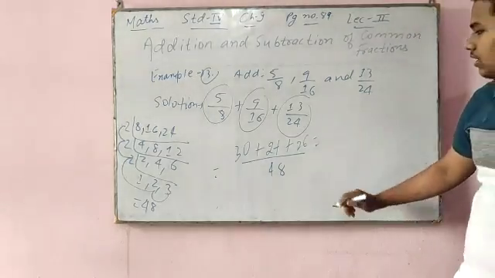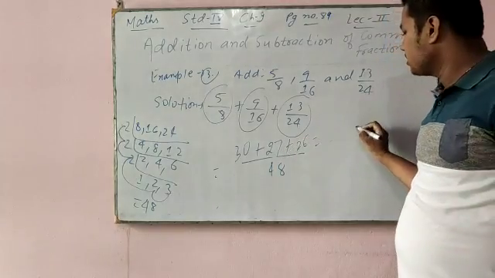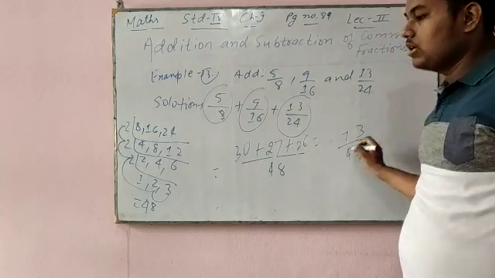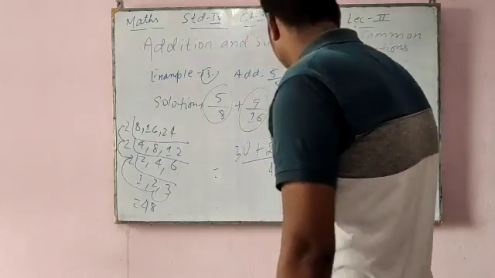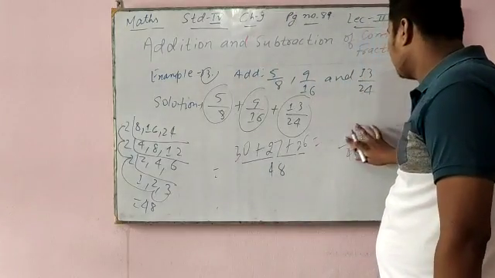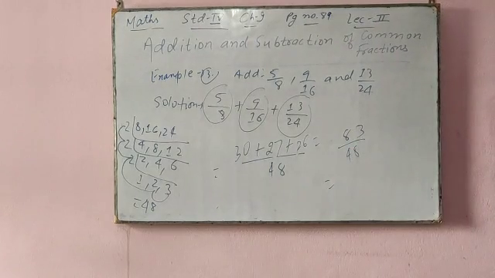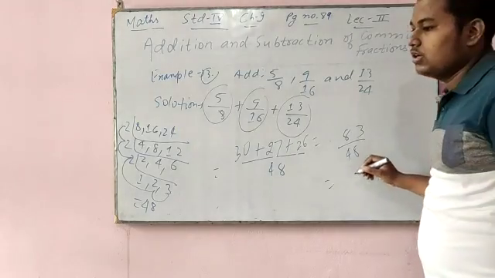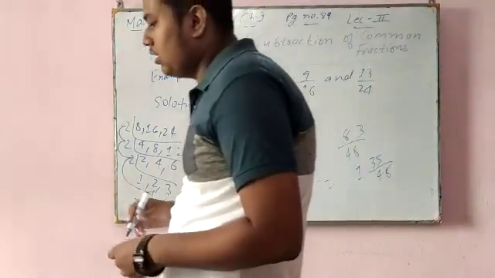Okay. Now add. 30 plus 27 plus 26. 7 plus 6, 13. 3 plus 2, 5, plus 2, 7, plus 1, 8. So the answer is 83 by 48. Whenever you find the numerator is greater than the denominator, you can change it into a mixed fraction. So divide by 48: 48 times 1, take back. So 1 whole 35 by 48.